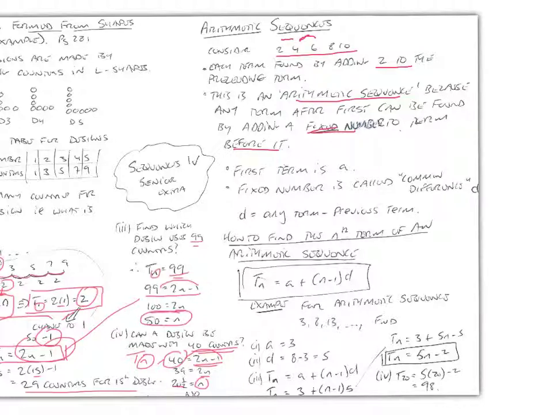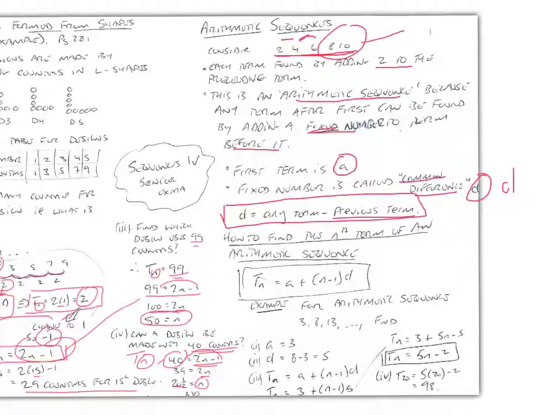If we add 2 to the number before, we get 6, and so on. The first term in this sequence, we give it the notation a, and the fixed number, we call that in maths the common difference, and we give that the notation d. It's an important little formula here. It will come up at some stage. The common difference d is equal to any term minus its previous term. Any term, 10 minus 8, common difference is 2.